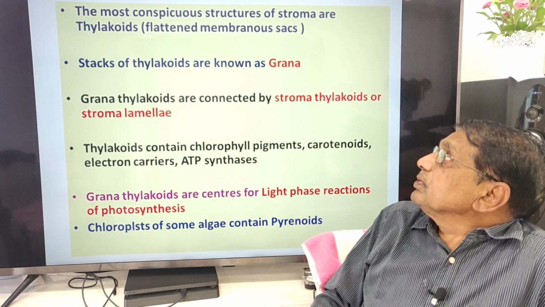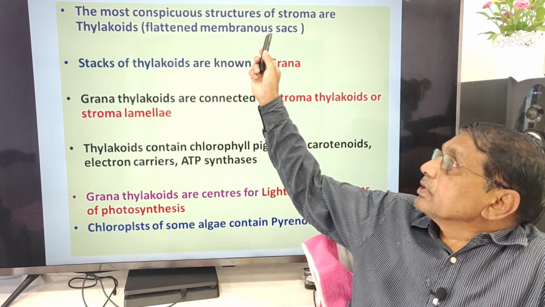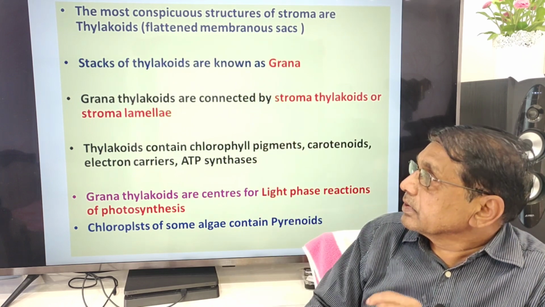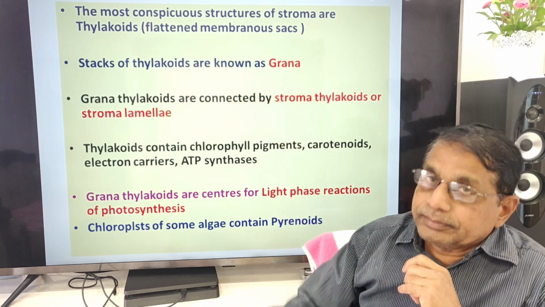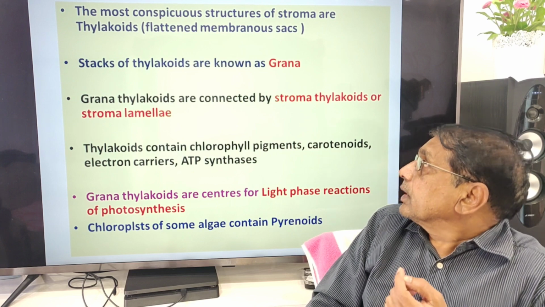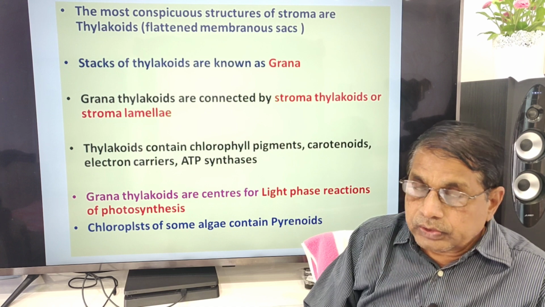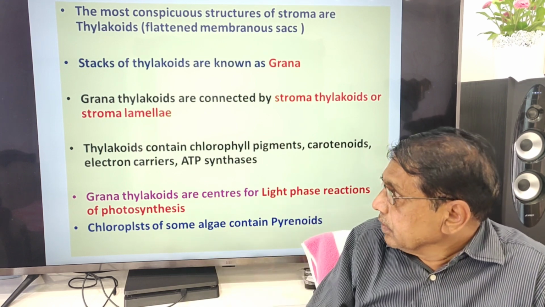The most conspicuous structures of the stroma are thylakoids, flattened membranous sacs. Stacks of thylakoids are known as grana, singular granum. Grana thylakoids are connected by stroma thylakoids. Just now I have shown you the granum, or sac-like structures; they are interconnected.